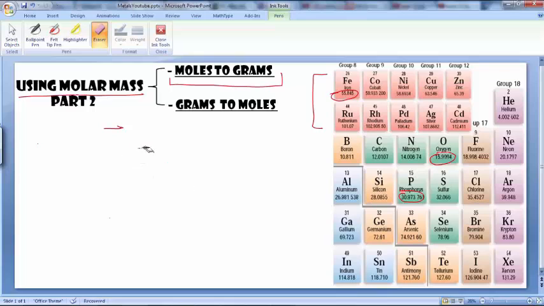Clean whiteboard. Nice fresh whiteboard. Okay.